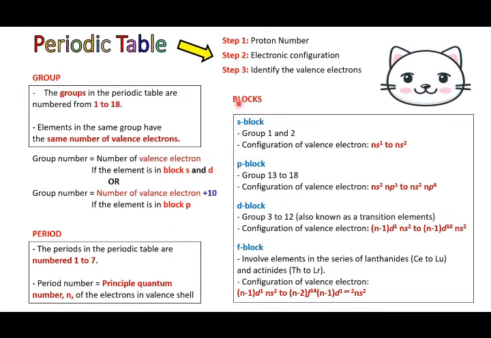And then the block, there are some patterns. If from ns1 until ns2, it is the s block. If from ns2 np1 until np6, it is the p block. If from (n-1)d1 ns2 until (n-1)d10 ns2, these elements are from the d block. This configuration of valence electrons, this pattern, is from the s block.